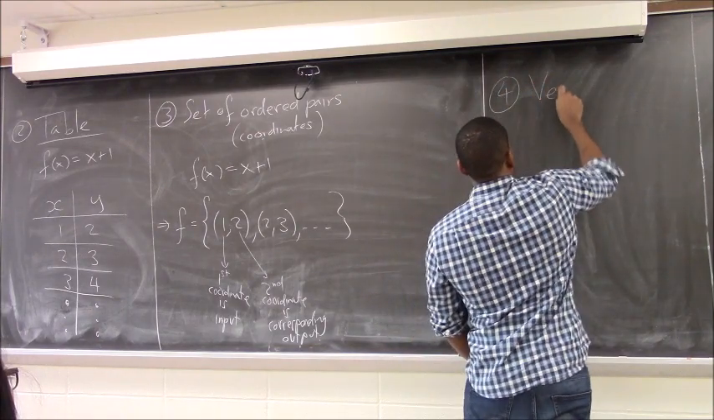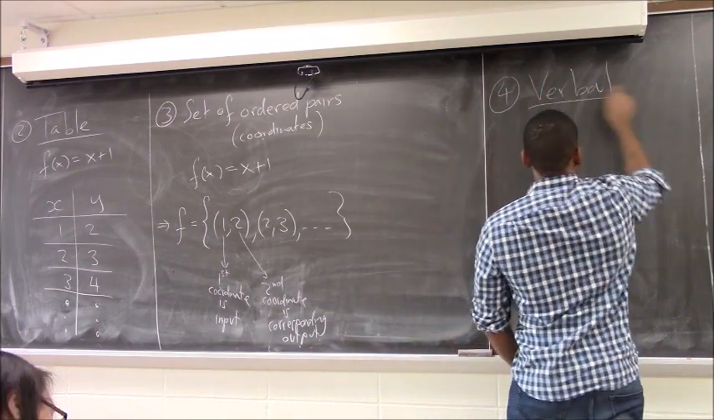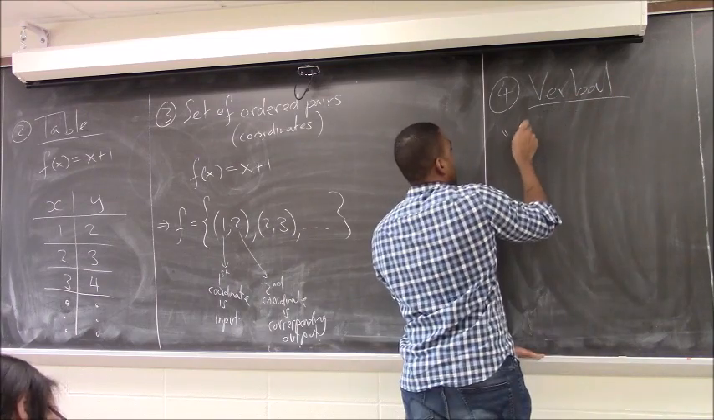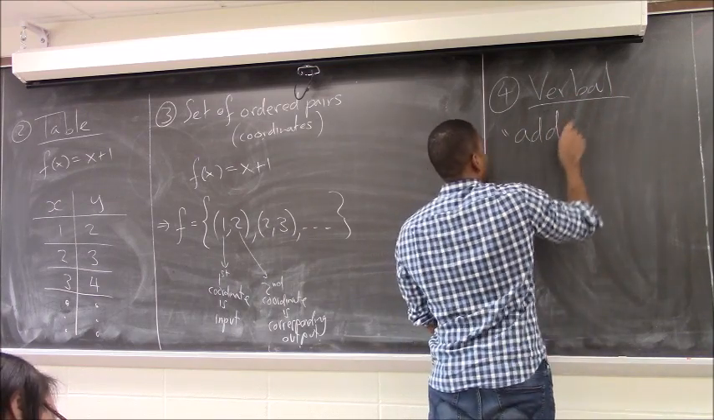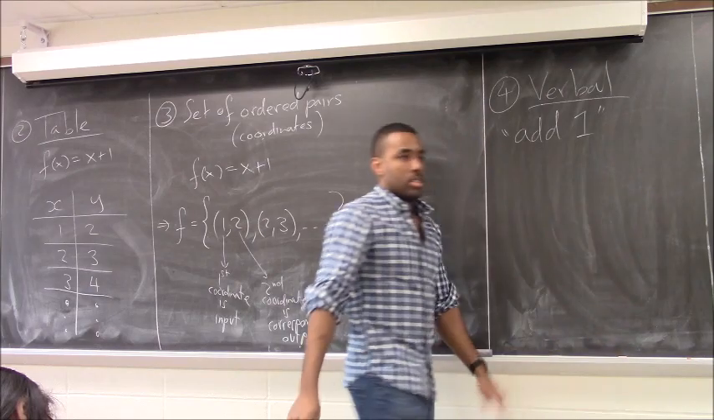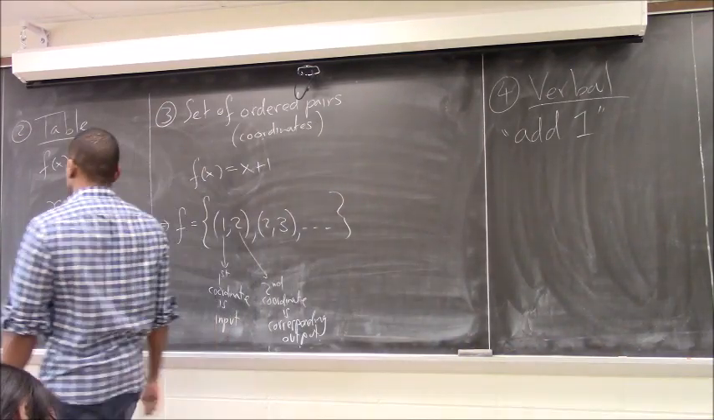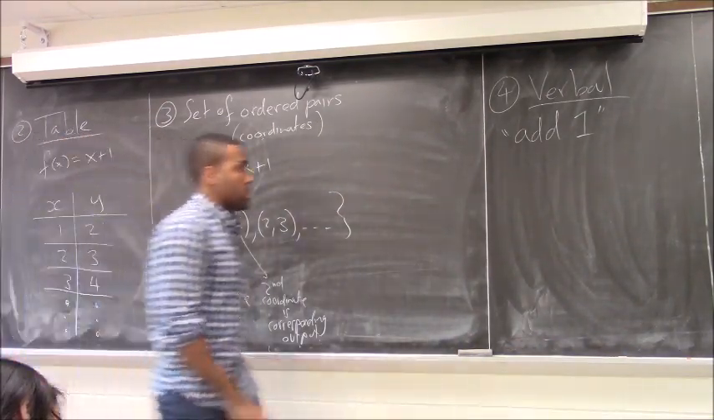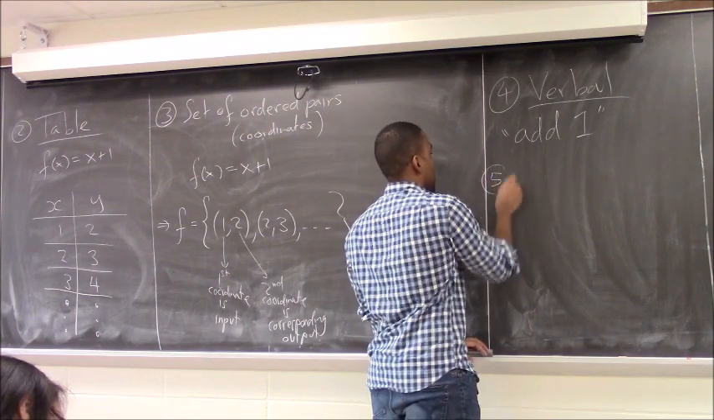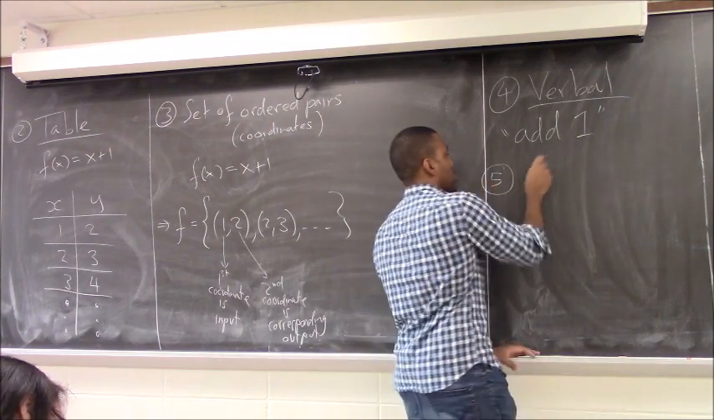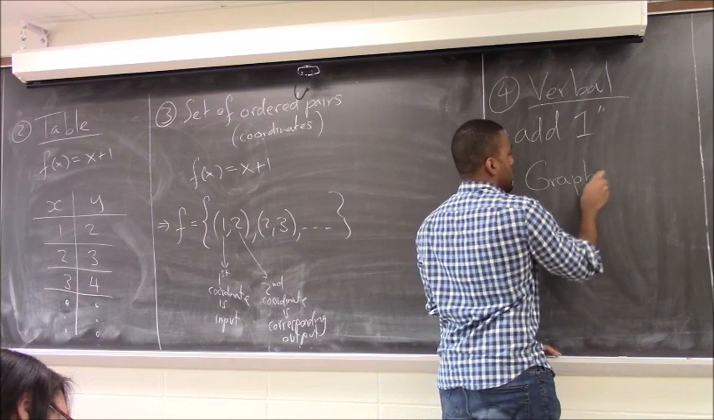You can have a verbal way to represent a function. Basically, in words, what the function does. Add 1. Right? This is the rule. Five. Graphs can represent functions.